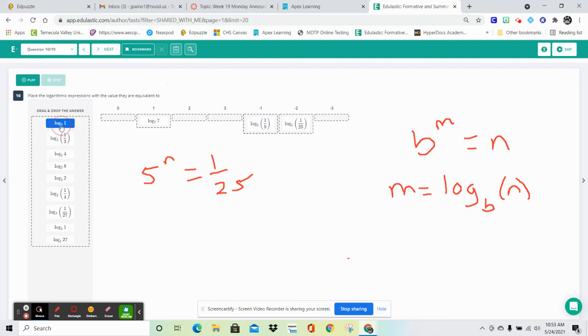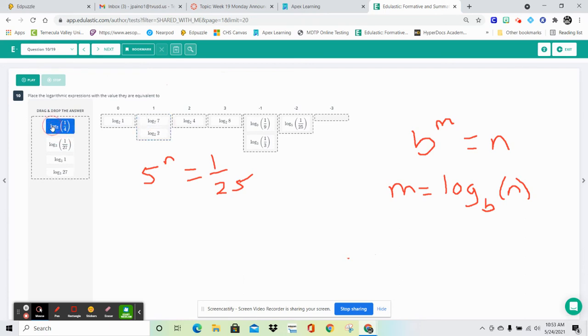Log base 2 of 1. So 2 to the 0 power equals 1. 3 to the negative first equals 1/3. 2 squared equals 4. So 2. 2 to the third equals 8. 2 to the first equals 2. 2 to the negative second equals 1/4.